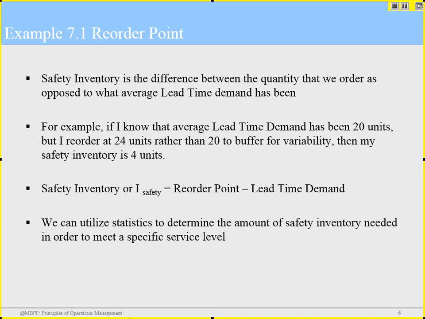Okay, so in example 7.1 in our book, we talk about reorder point. Okay, and safety inventory is the difference between the quantity that we order as opposed to what the lead time is.